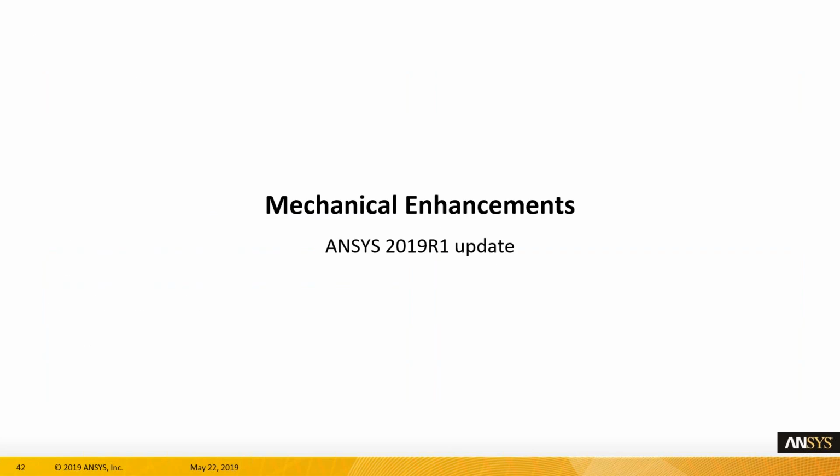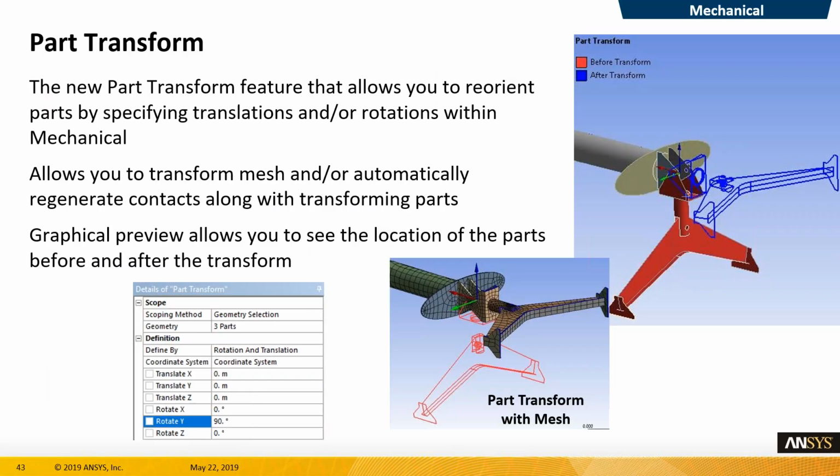Mechanical enhancements. The first thing that you notice when you open 2019 R1 is that you can now open Mechanical without having any geometry attached. This means that you also can now transform your imported geometry. That is a very big improvement over the previous versions of Mechanical. This allows you to make templates and all kinds of advanced stuff, duplicates of your geometry, etc. You can also, within this new feature, duplicate the mesh.